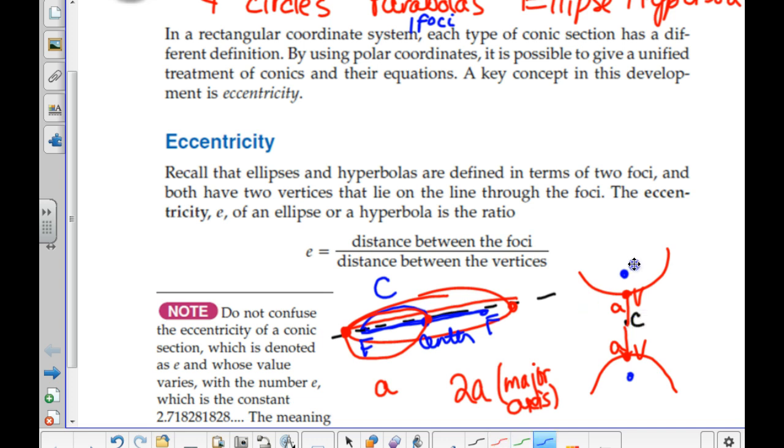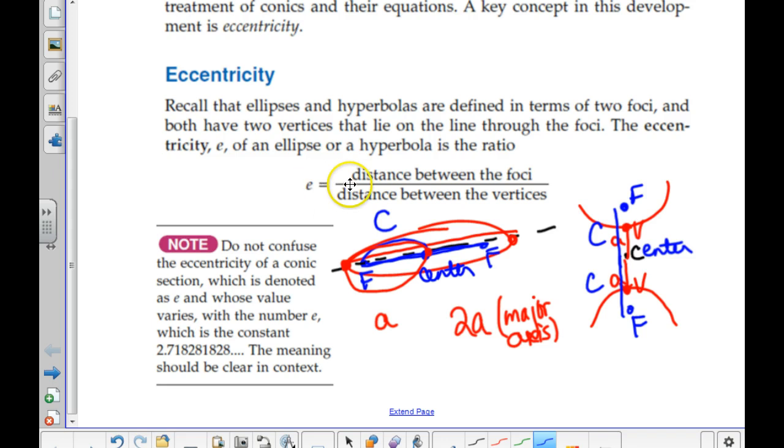The distance from this focus to this focus, remember, from the center here, that C is for center. How did you find out where the foci were again? A squared plus B squared, right? But this distance was C still. So the distance from one foci all the way to the other foci would be 2C. All right.